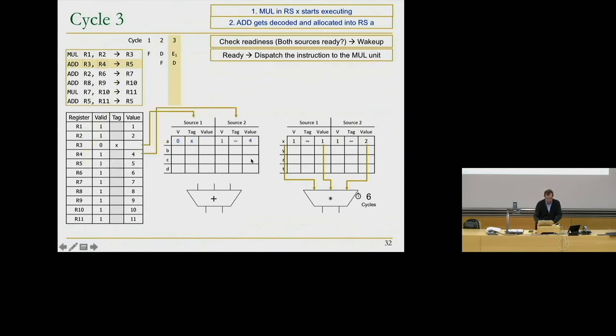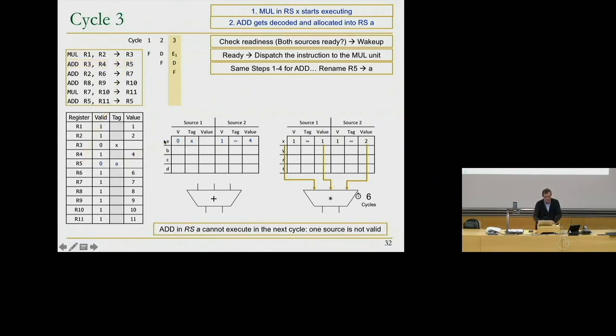Okay, this is it. Basically, R4 is valid. As a result, its value is also stored over here. Tag, we don't care. Now we need to rename the destination register. That's the next step. Destination register is R5. R5 gets renamed to the reservation station entry that we just allocated, the one that's going to produce R5. So R5, valid bit becomes 0, and the tag becomes A. Now add in RS, reservation station A, cannot execute in the next cycle because one source is not valid. It's just going to wait there.